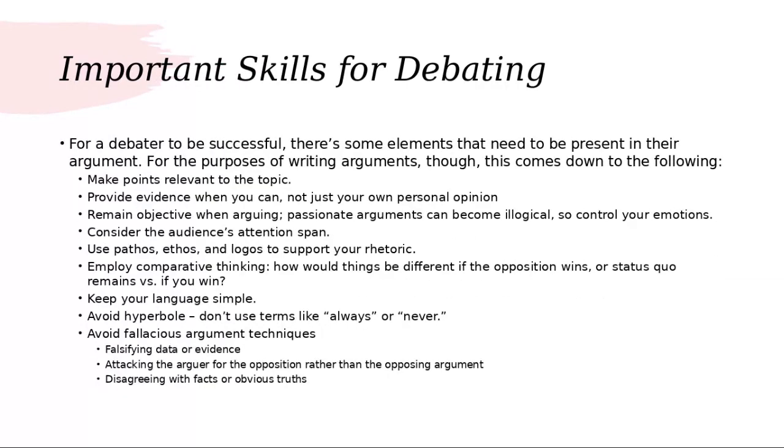Then we have important skills for debating. For a debater to be successful, there are some elements that need to be present in their argument. For the purpose of writing arguments, this comes down to these key items that you want to keep in mind as you are writing. When you're making points, make the points relevant to the topic. Provide evidence when you can, not just your own personal opinion. If you can have fact to back up your reasons, all the better. Remain objective when arguing. Passionate arguments can become illogical, so control your emotions. Don't let your emotional side get the better of you. Everything has to make sense, the logical sense.